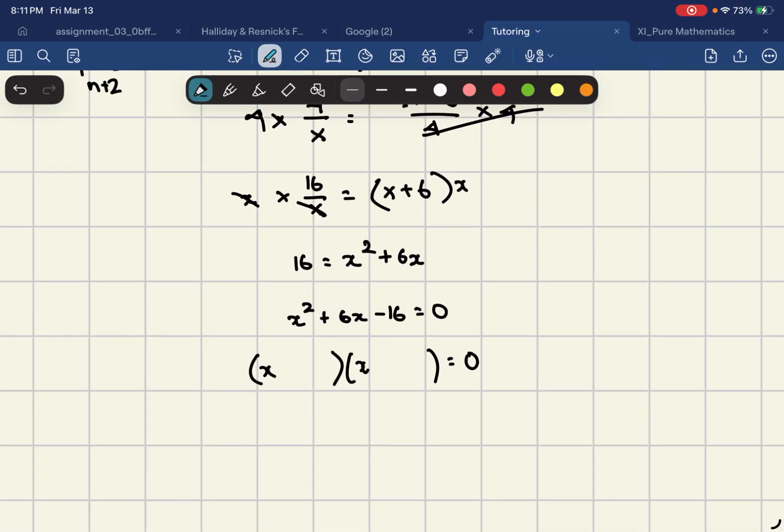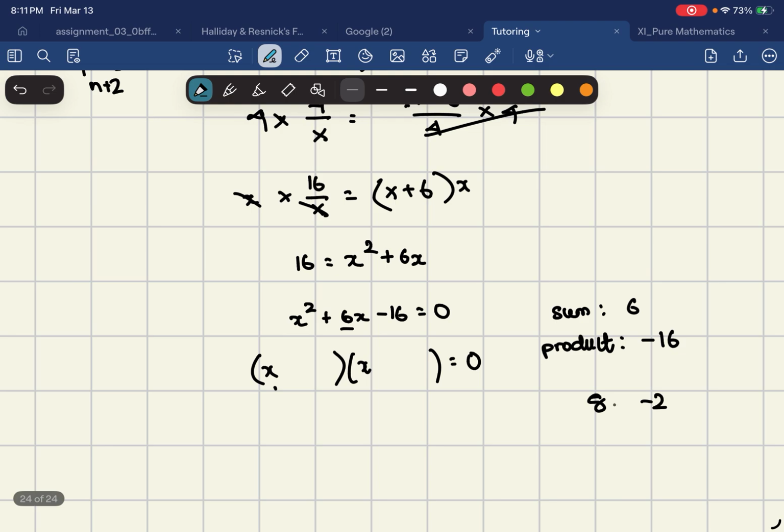And if I factorize this, you can use the quadratic formula, but let me think of factorizing. So this is called the sum and product method. So I need two numbers. The sum is going to be 6. The product is going to be negative 16. And I can think of two such numbers, 8 and negative 2, right? 8 plus negative 2 is 8 minus 2 is 6, and the product is negative 16.